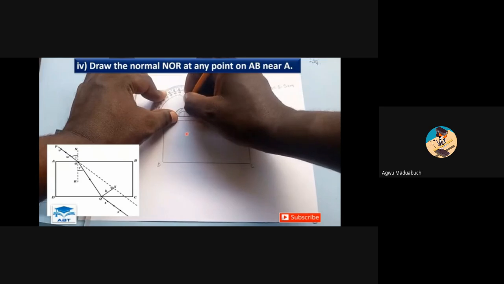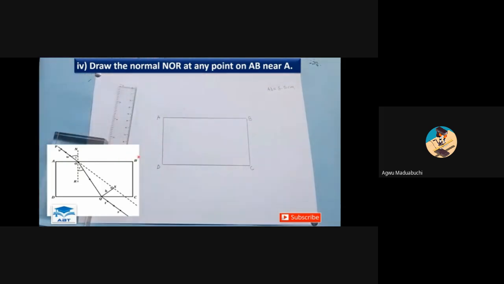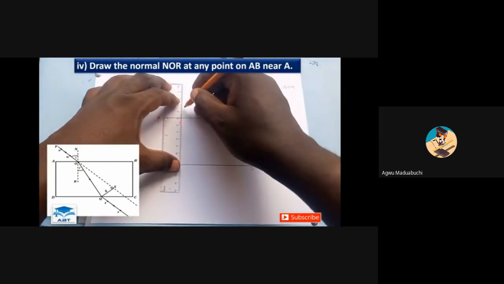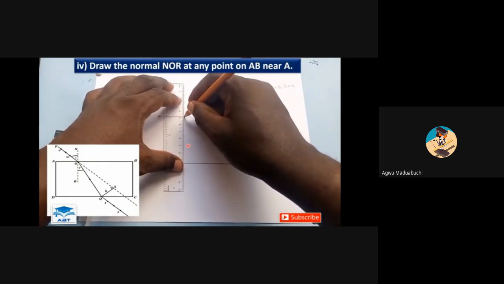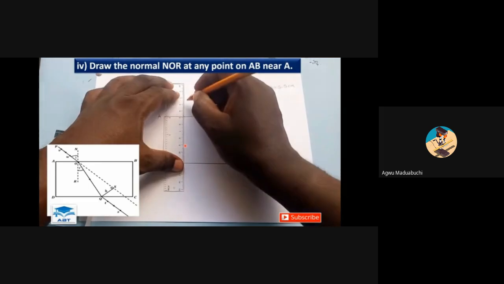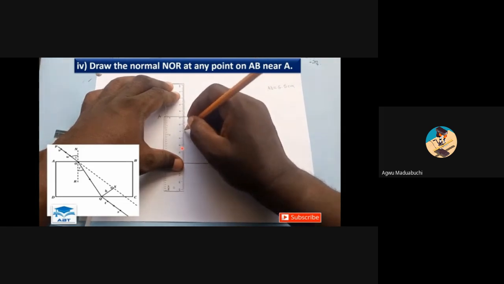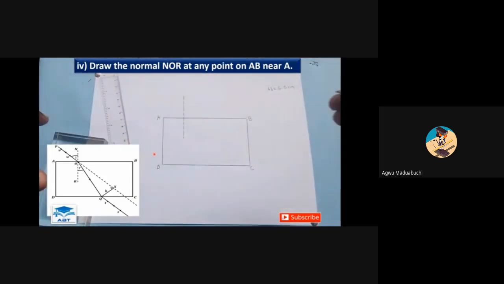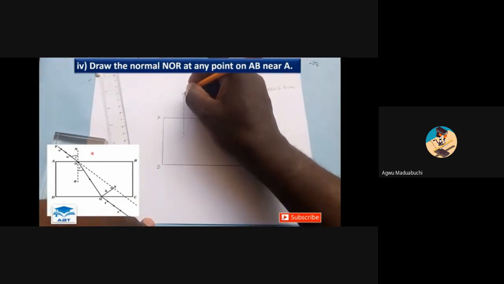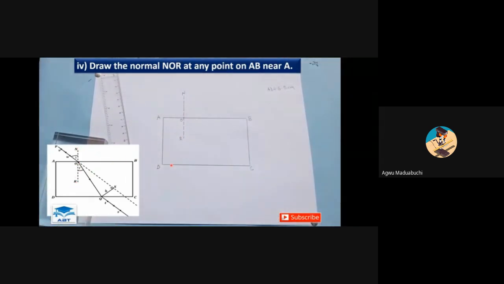So can you see how he's using the protractor to draw the normal now? The normal is angle 90. Is that taken? He only measured AB and he did not measure BC. It is what the instruction asks you to measure that you will measure. Please, it is what the instruction asks you to measure. In fact, this one, he measured AD.